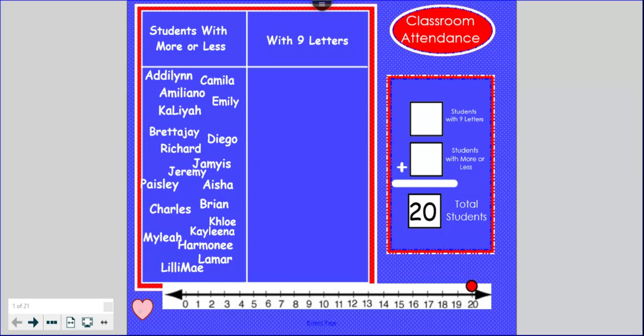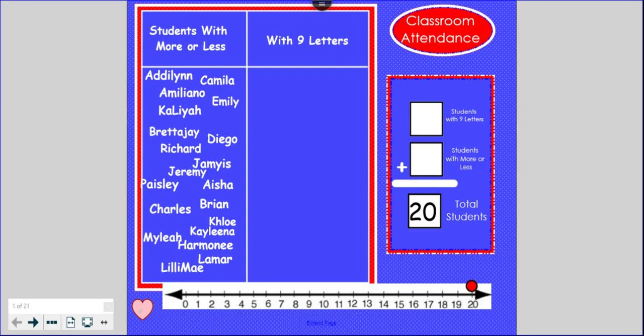Today, we are going to make a number sentence and we are going to do it by counting students who have 9 letters in their name. And then we're going to add students who have more or less than 9 letters in their name to get a total of 20 students in Mrs. Giffin's class.